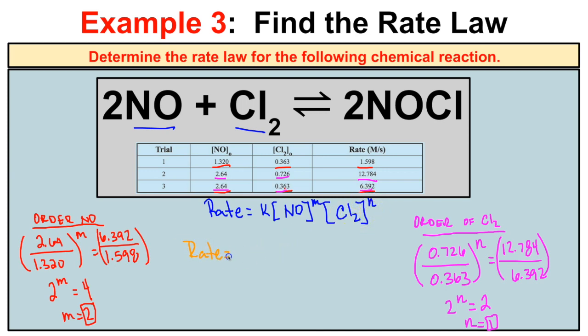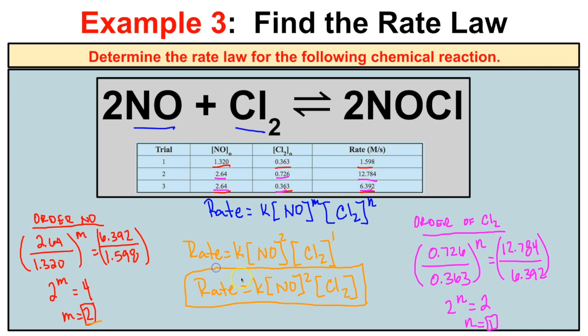So rate here is going to equal k times the concentration of NO to the second power times the concentration of Cl2 to the first power. And so we don't need to write this 1 here. So rate is going to equal k times the concentration of NO to the second power times the concentration of Cl2. And this here is going to be our final answer. This is the rate law for this chemical reaction. So in respect to reactant NO, it's second order. In respect to Cl2, it's first order.